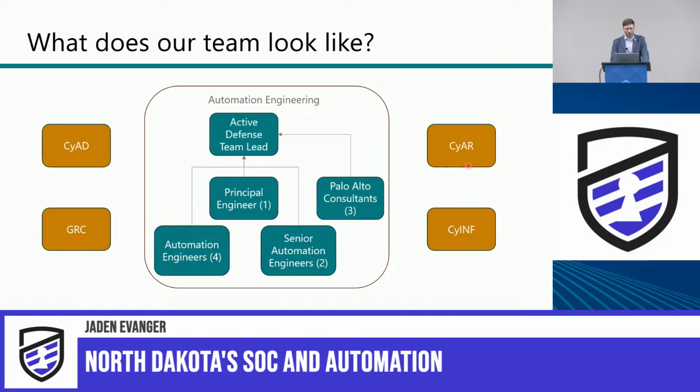Then we've got some stakeholder teams in amber color on the outside. These are teams in our SOC or on our GRC side, and this is who we're building the automation for, because we're trying to make the lives of these people easier. We also do some work for our network engineering team, which is not pictured here.